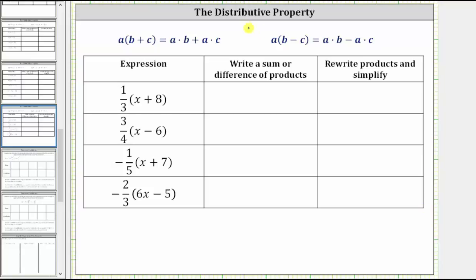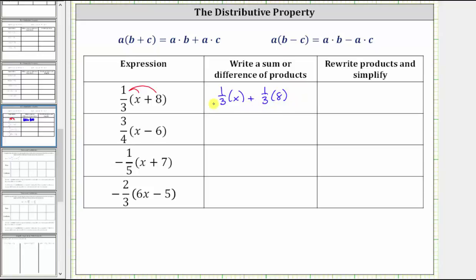In this exercise, we are asked to complete the table using the distributive property. Looking at the first expression, we have 1/3 times the quantity x plus 8. To determine the product, we distribute the 1/3, which gives us 1/3 times x plus 1/3 times 8, which is what we enter in this first cell. We have 1/3 times x plus 1/3 times 8 after distributing.